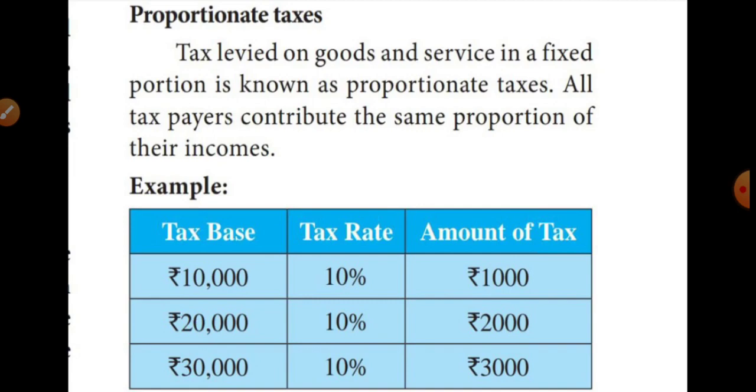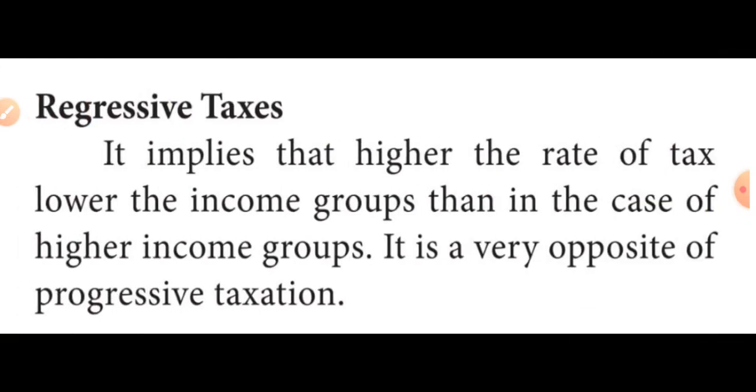And the last one is the regressive taxes. Regressive taxes imply that the rate of tax is higher for lower income groups than in the case of higher income groups. That means the higher income groups pay relatively less tax. It is the very opposite of progressive taxation.